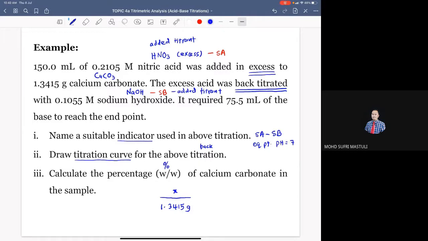So this one times 100, and then you can get the answer. So the problem now, you have to determine what is the real amount of analyte, which is calcium carbonate, in the 1.3415 sample. Okay, so this is the initial amount of calcium carbonate.